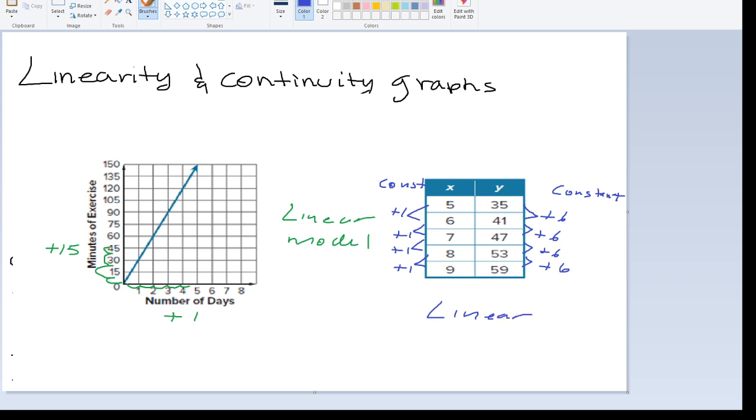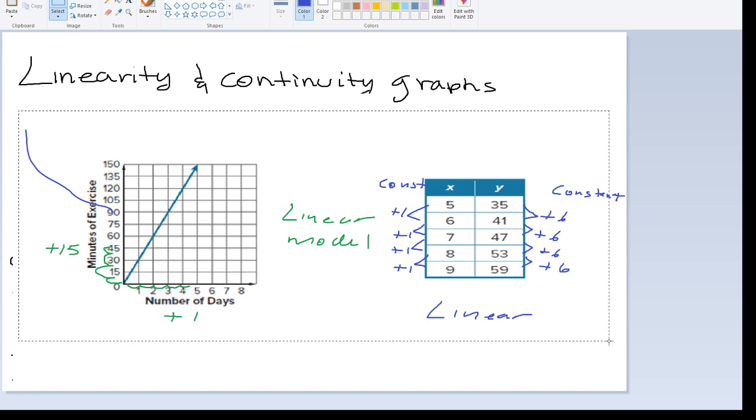One example where I'll show you where we have data that does not represent a linear model would be something like, give me 1 second.